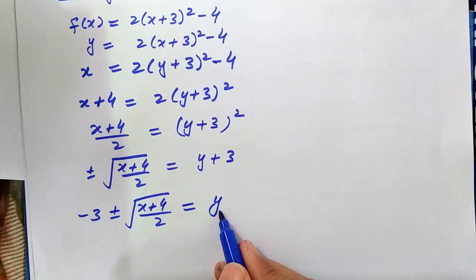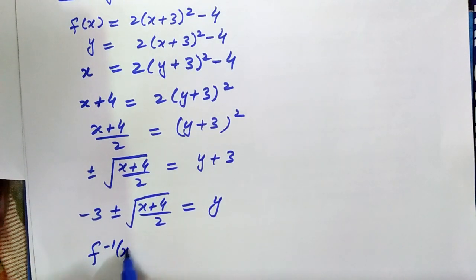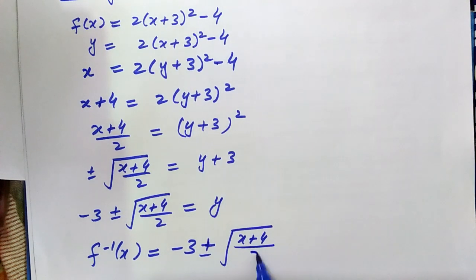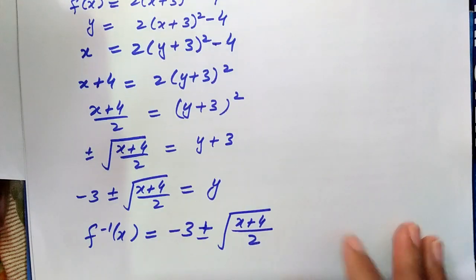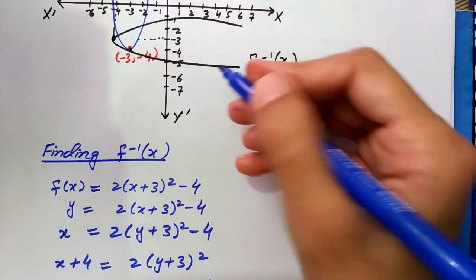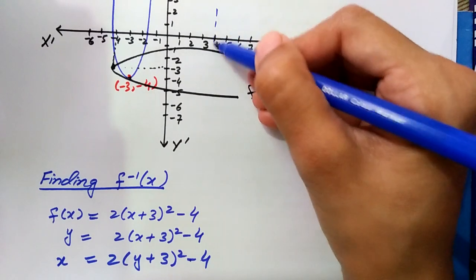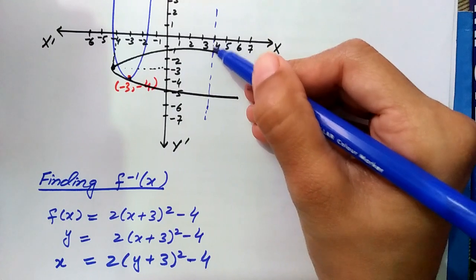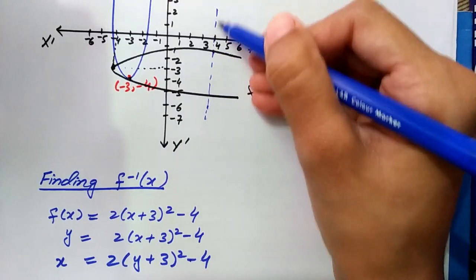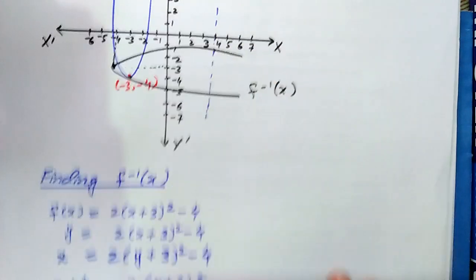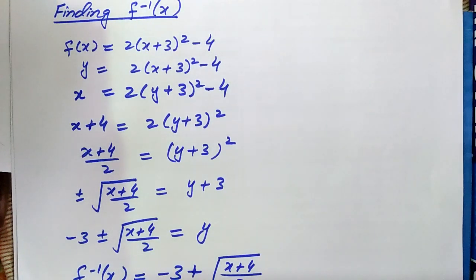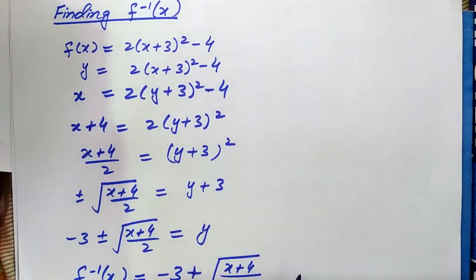So basically this y is now f inverse of x, that is minus 3 plus minus under root (x plus 4) over 2. Since f inverse of x is not a function, because if we draw a vertical line, we will get 2 points where this vertical line is touching. So this is not a function. So I cannot write f inverse of x for y, since the inverse is not a function.